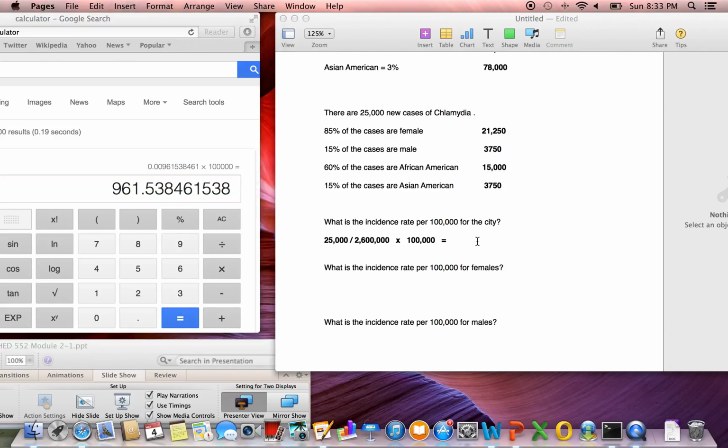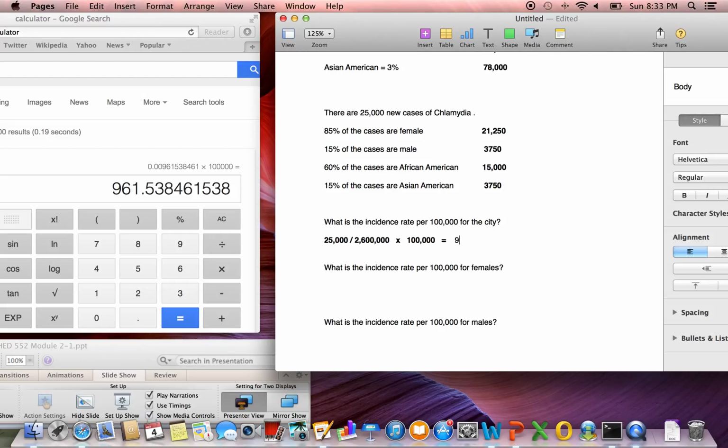And our number comes out to be 961. Since we're talking about human subjects, it's probably a good idea to round off. Actually, let me correct that. Since this is a rate, it's probably best to leave it at 1 decimal point. I won't take off as long as the calculation is correct. So we just have to remember to write that in there.